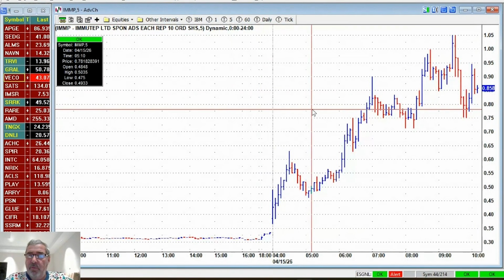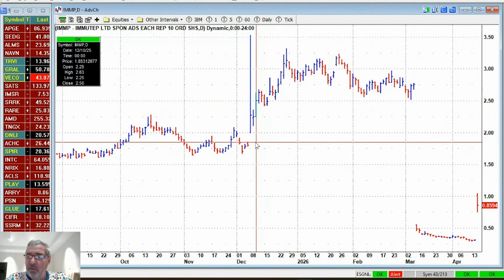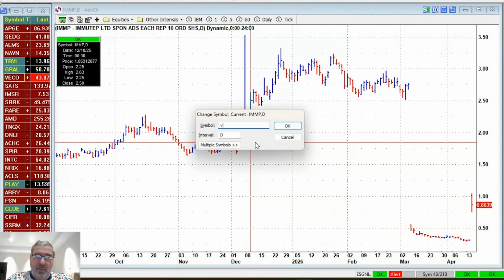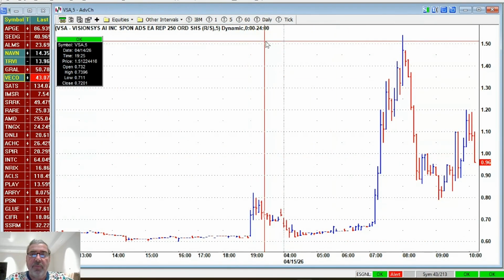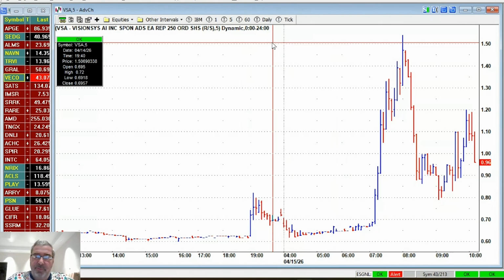IMMP. That's it. This stock is on its last leg. It's not even worth watching. Cross it off. VSA. This is just a small ETF. It had a nice spike, but cross it off. Don't waste time on stocks that won't deliver.